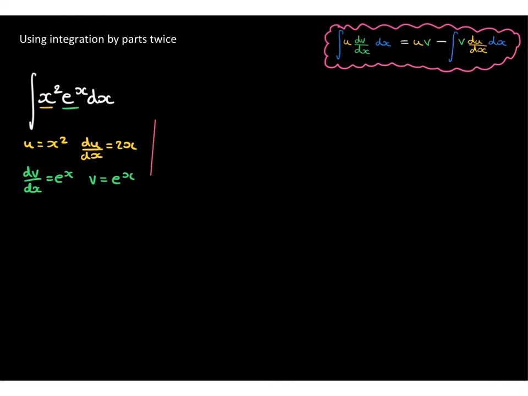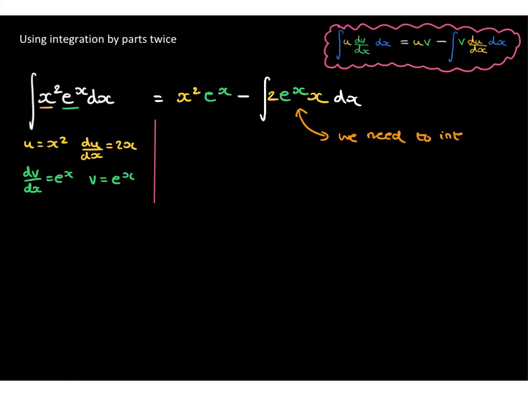So let's start off the process. The formula is up in the top right-hand corner. And let's do the integral. So the first part is uv, so x squared e to the x minus the integral of v, which is e to the x, multiplied by du by dx, which is 2x. Now, have a look at the result here. We can't then integrate this directly. We need to use integration by parts again.